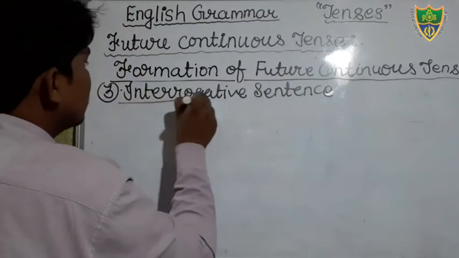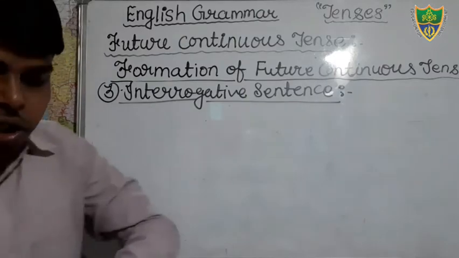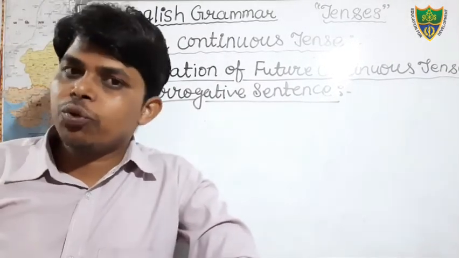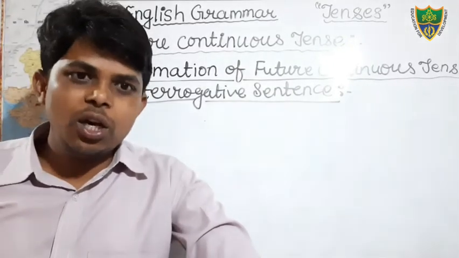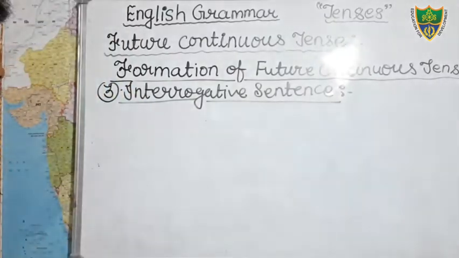Interrogative sentences. Dear students, you all know that there are two types of interrogative sentence: SNO type and WH type. So we will discuss both structures. SNO type starts with the helping verb. You all know what the helping verb is.